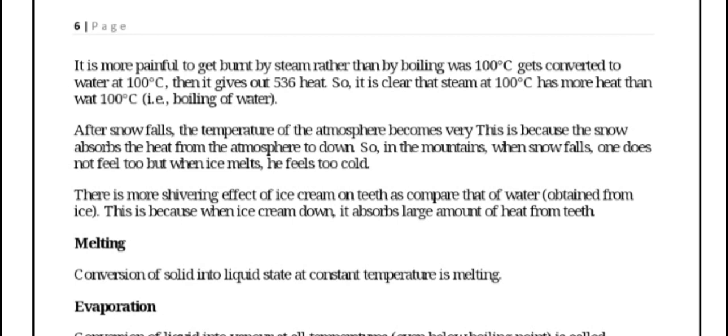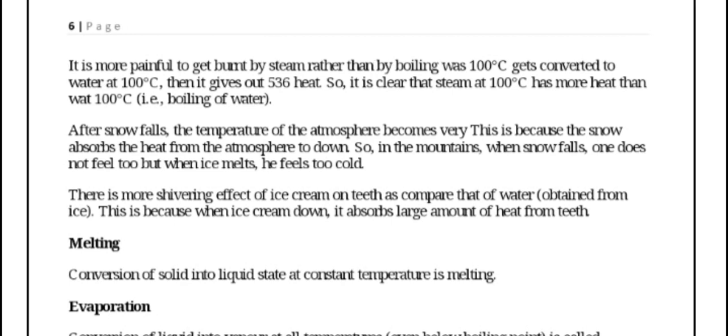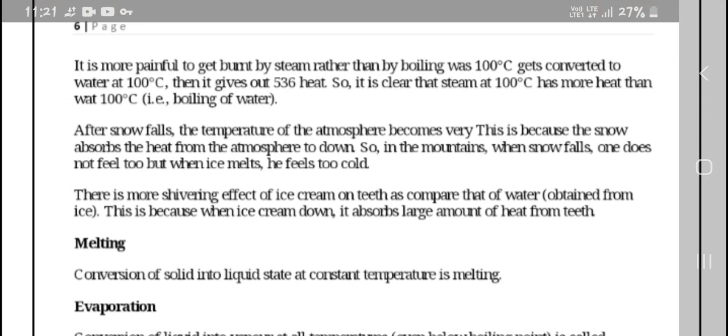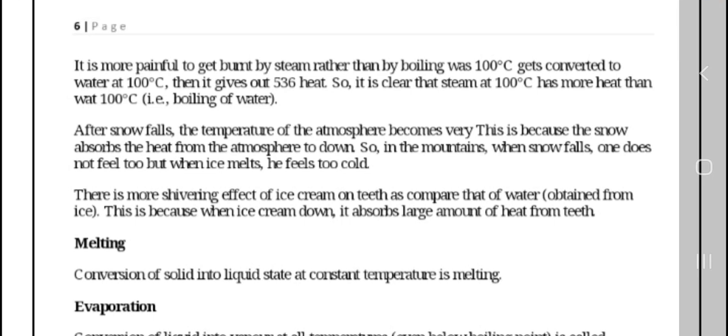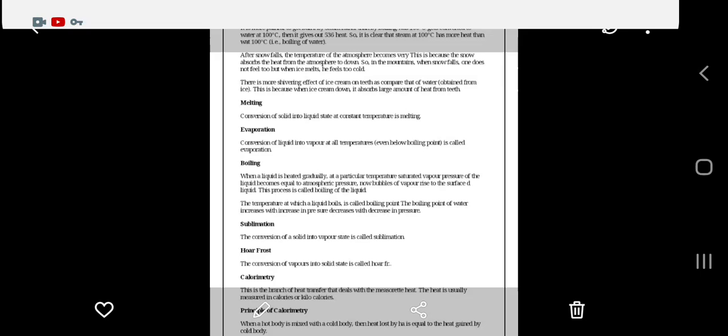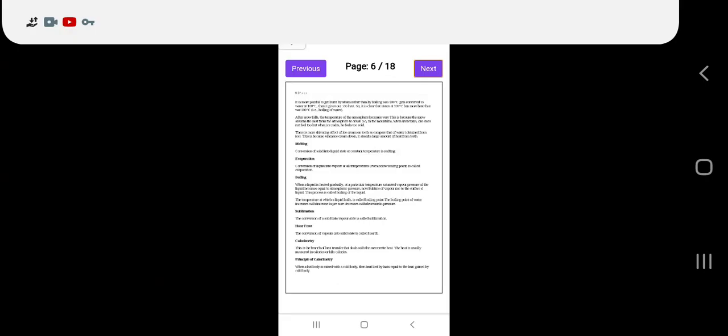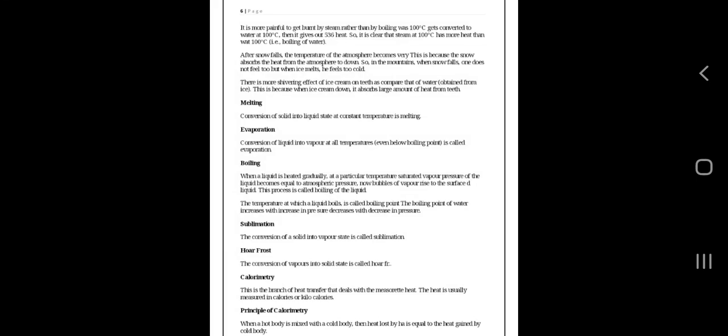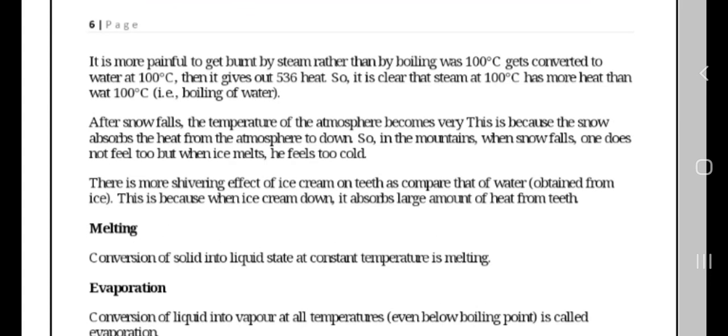It is more painful to get burnt by steam rather than boiling water. Steam at 100 degrees Celsius, when converted to water at 100 degrees Celsius, gives out 536 calories of heat. So it is clear that steam at 100 degrees Celsius has more heat than water at 100 degrees Celsius.